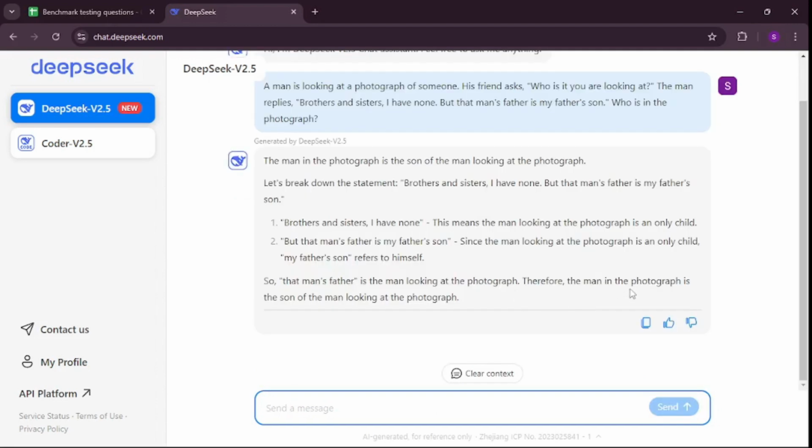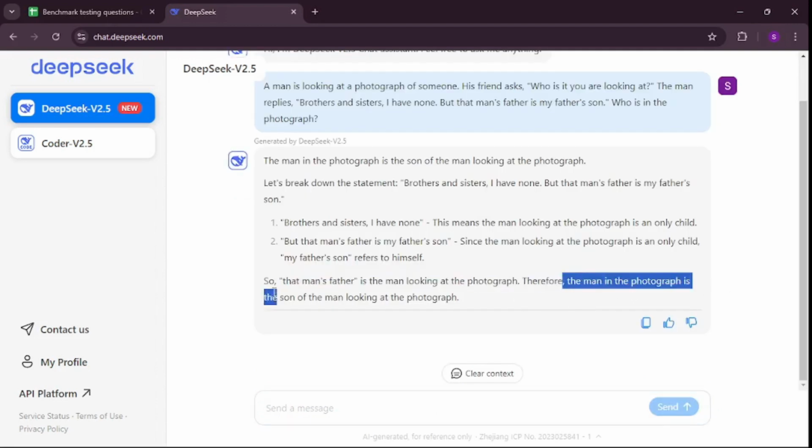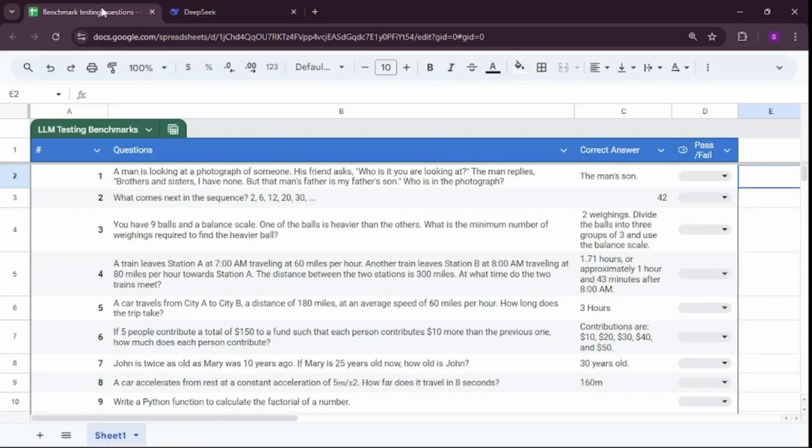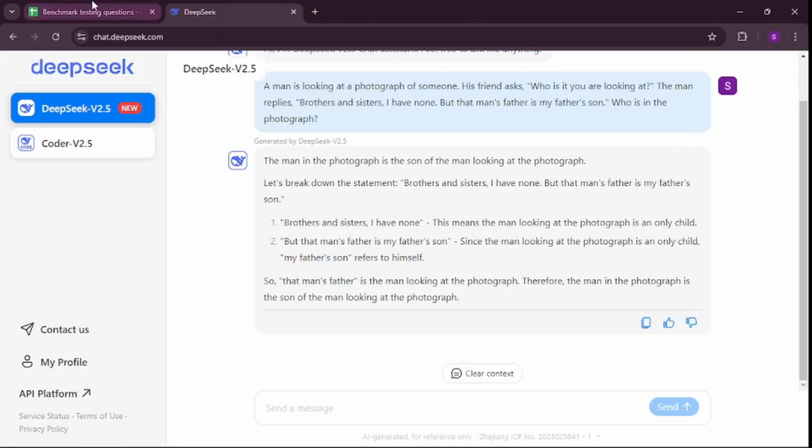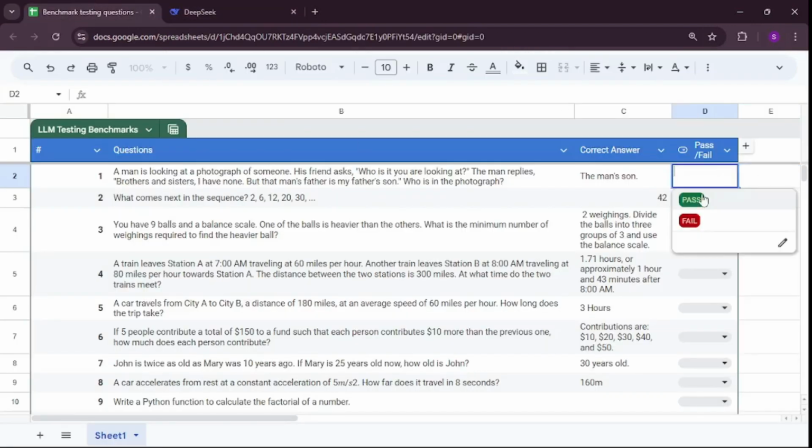And there you go, the answer is: the man in the photograph is the son of the man looking at the photograph. If we go back to our benchmarks, yes, the answer was right, and I'm really amazed at the capabilities of DeepSeek v2.5. So let's mark this as a pass.